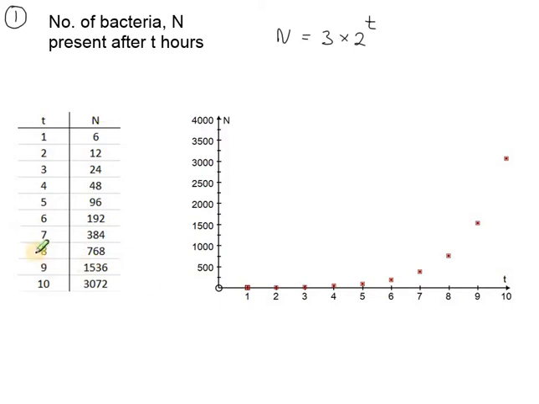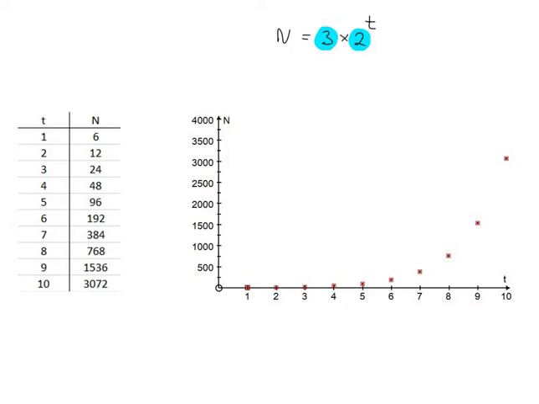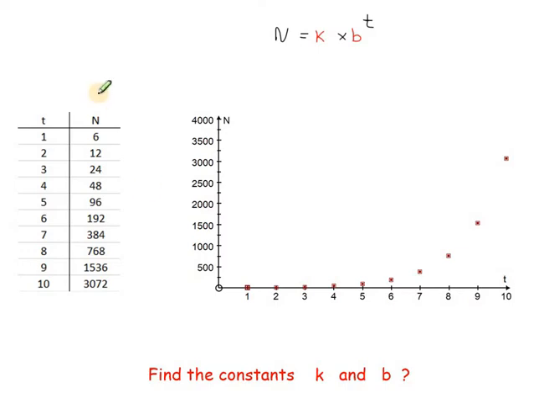So, for example, when T equals 8, N equals 768, which is this point on the graph, and plotted on this scatter graph, we can see that we have a non-linear relationship between N and T. And N and T are related by this formula. Now let's pretend we don't know the constants, the 3 and the 2. Let's remove them and replace them with constants K and B. So now we have to find the constants K and B using this data.